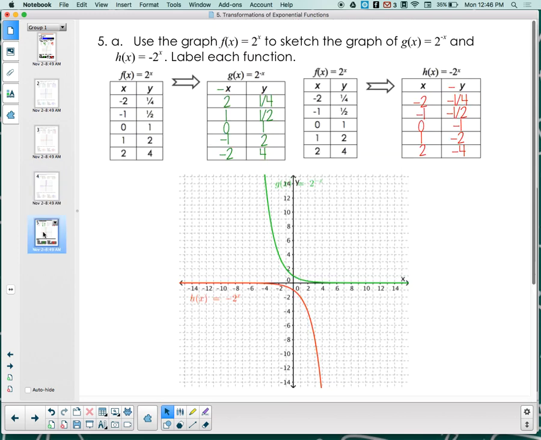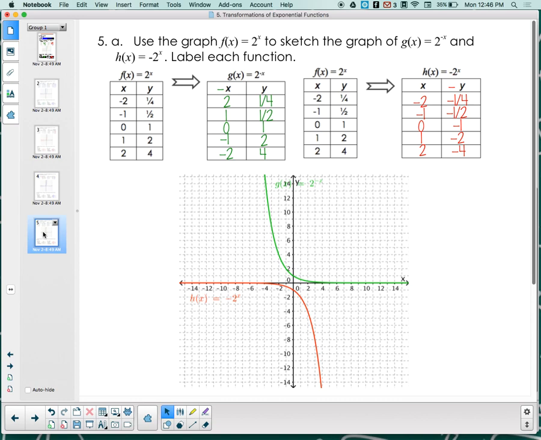Lastly is the reflecting. When a is negative, it's reflecting across the x-axis. When b is negative, it's a reflection across the y-axis, the other way around.